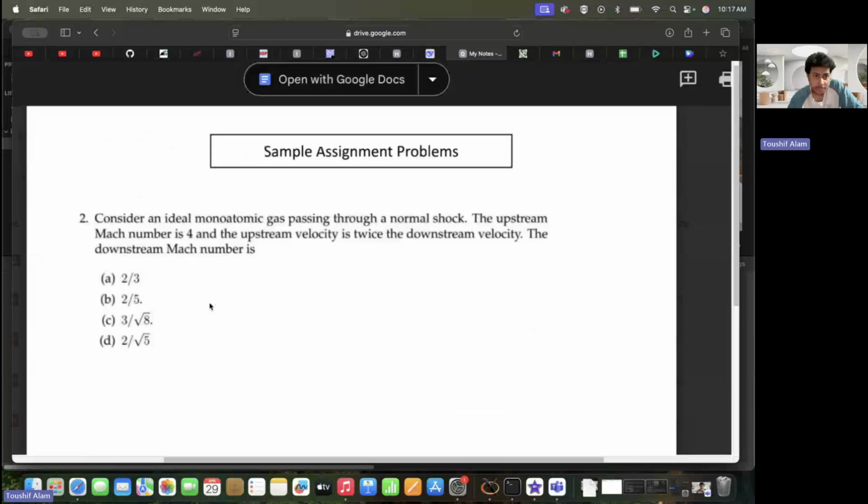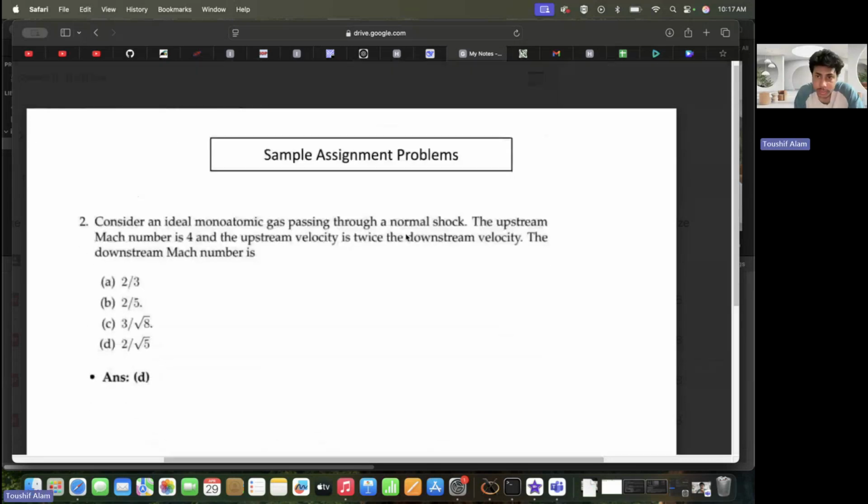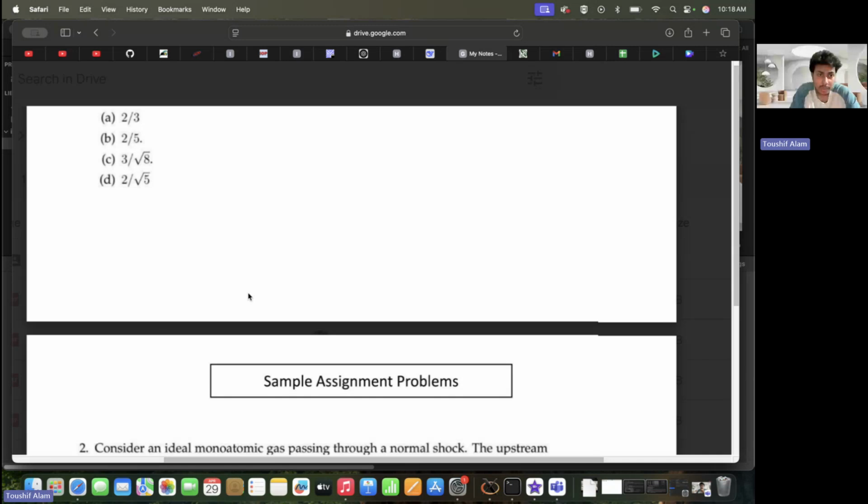Consider an ideal monatomic gas passing through a normal shock. The upstream Mach number is 4. The upstream velocity is twice the downstream velocity. The downstream Mach number is 2 by 3, 2 by 5, 3 by root 8, or 2 by root 5. So the downstream Mach number M2 is simply related to M1 squared. Upstream velocity is twice the downstream.